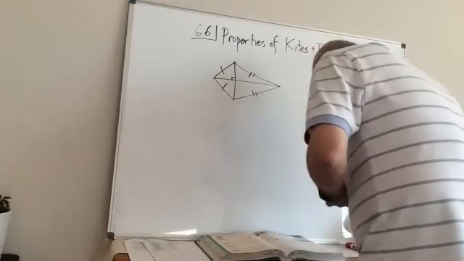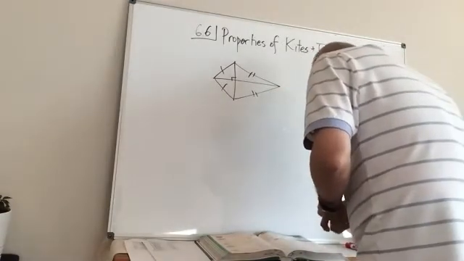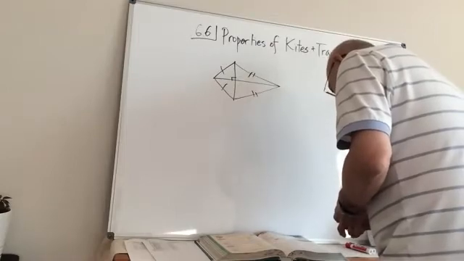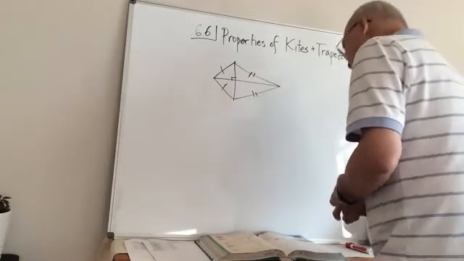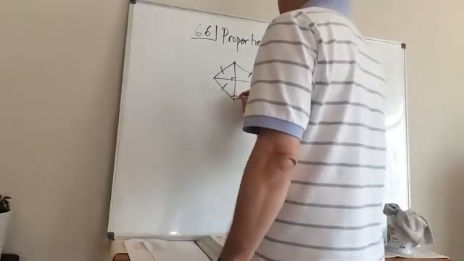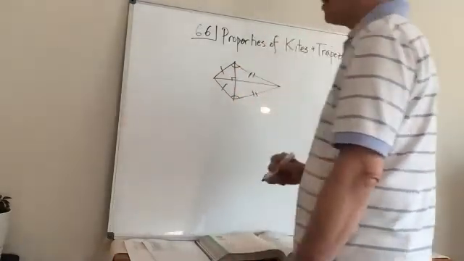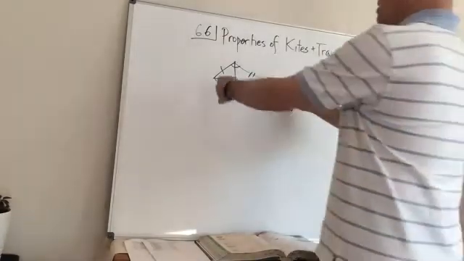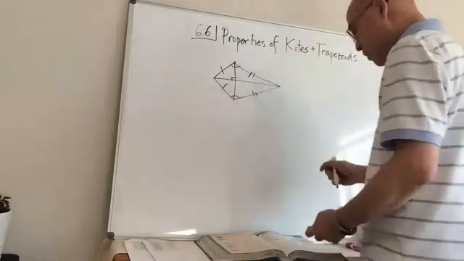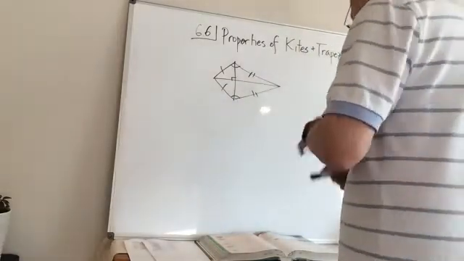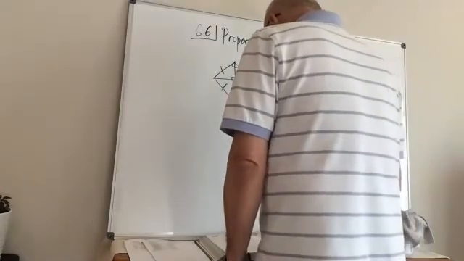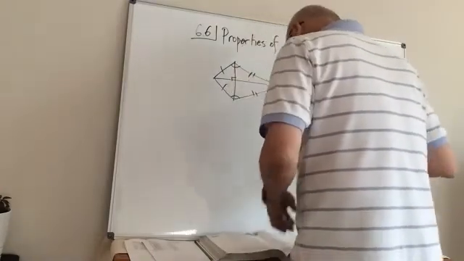And 6.6-2, if a quadrilateral is a kite, then exactly one pair of opposite angles are congruent, okay? So in other words, this guy and this guy are going to be congruent. These two obviously are not, only just this one pair is congruent, okay? All right, so that's that. Let's go to example number 1.